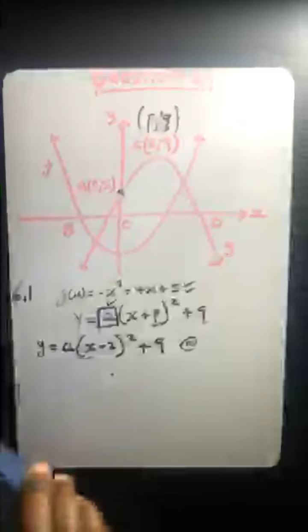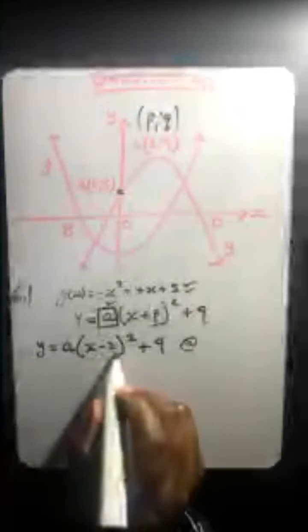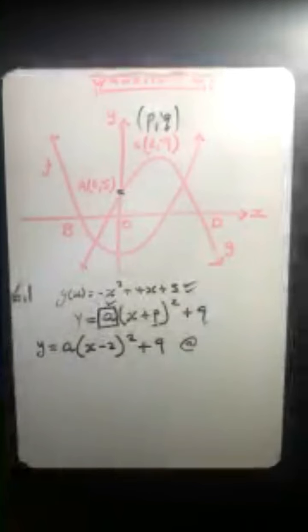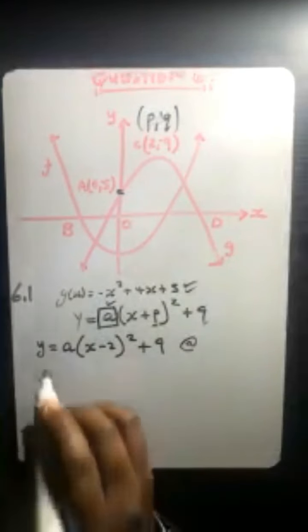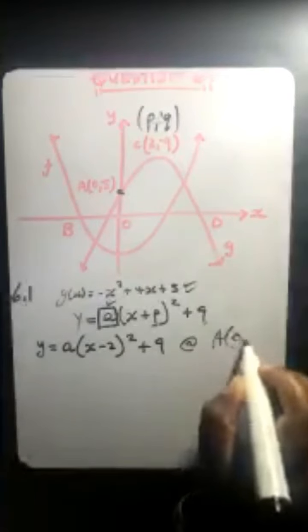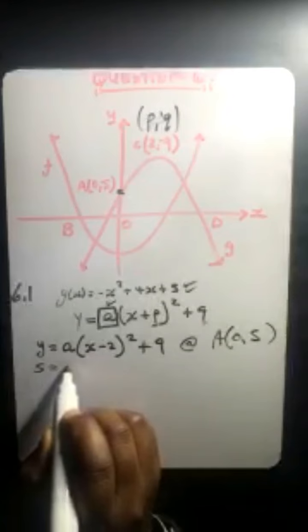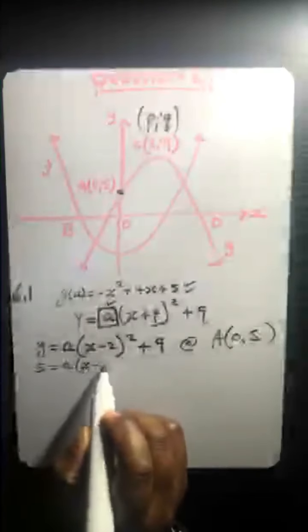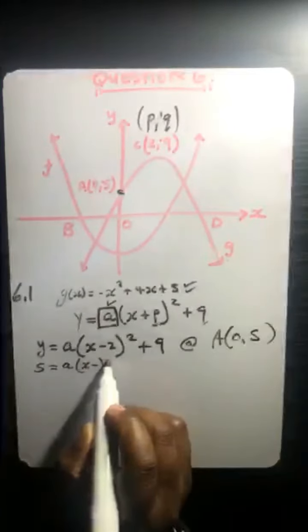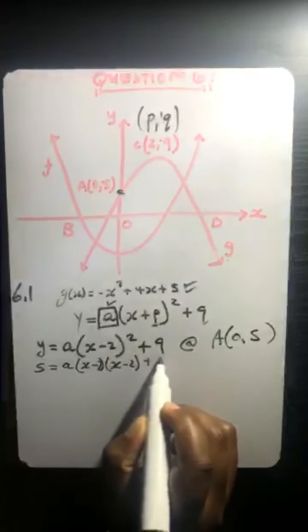So let's try to check if it will give us the correct answer. Can you see, instead of us substituting it as positive, we substitute it as negative. So let's see. We are saying at point A, which is 0 and 5. I'm just going to be quick on this one because we've done it already. It's just a matter of trying to check if it will give us the correct answer.